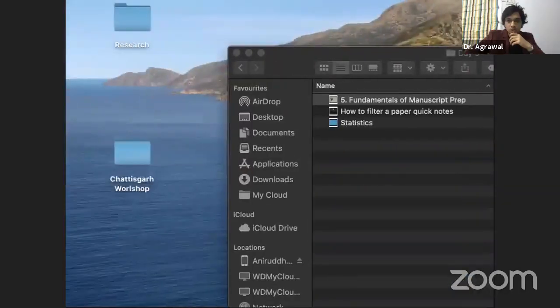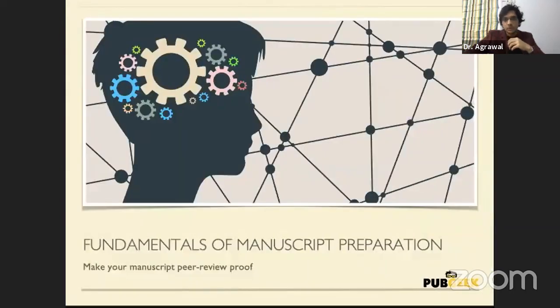Okay, so let's start today's session. Let me just find a way to share this with you guys. And yep, oops, yeah, here we go. So basically today's first talk is going to be on the fundamentals of manuscript preparation, right?